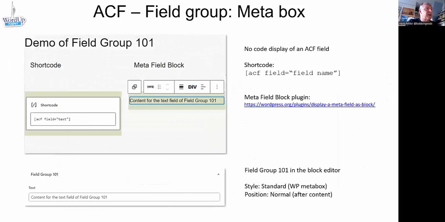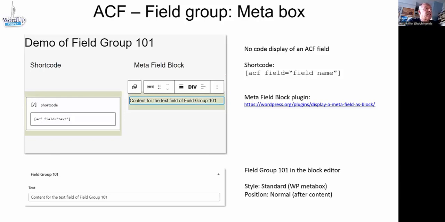So here we have the field, my text field, in which I've created content for the text field of field group 101. This is the content that we're going to see on the front end. And I've got two different ways of displaying this inside my post. One, I can use a shortcode, which ACF provides, which is called ACF. And in that, I have to specify the name of the field, so I just call it text.